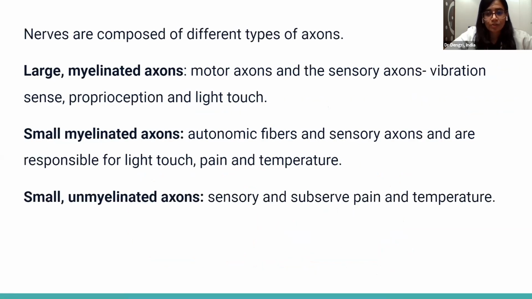It can be large fibers, small fibers. They're further divided into myelinated, unmyelinated. So large myelinated carry motor and sensory. Sensory, it carries the touch sense, the light touch, the proprioception, and vibration. Small myelinated carries autonomic and sensory, but in sensory it carries light touch, pain, and temperature. Small unmyelinated carries sensory and basically the pain and temperature.